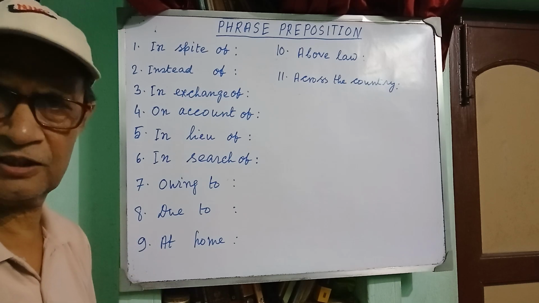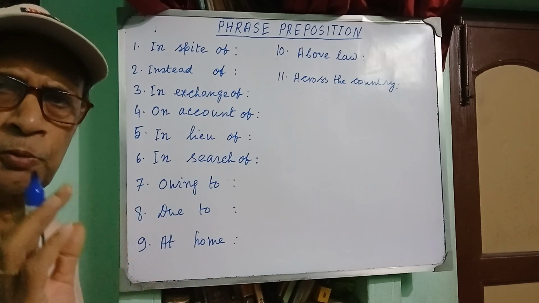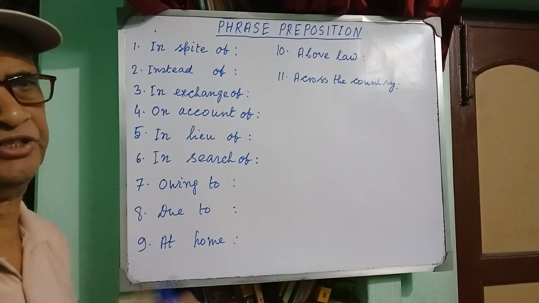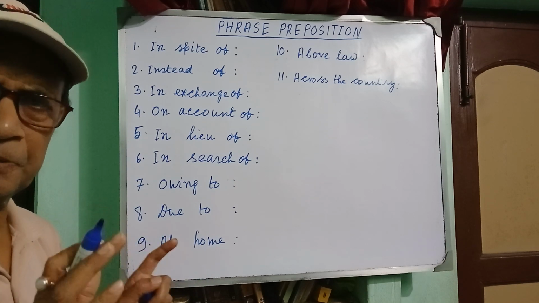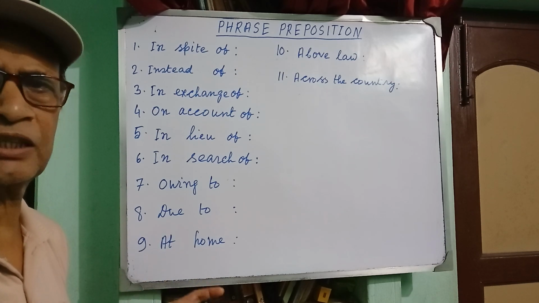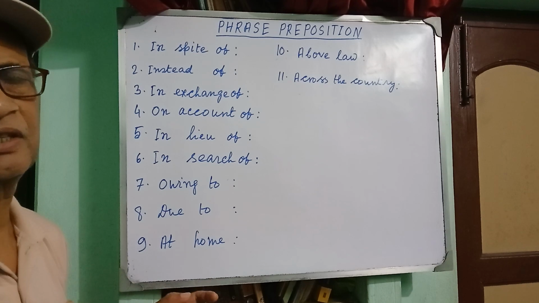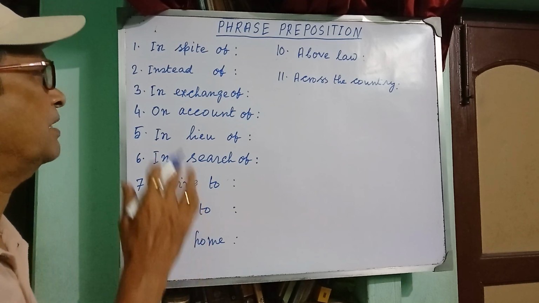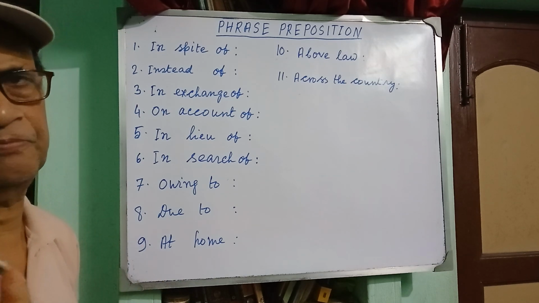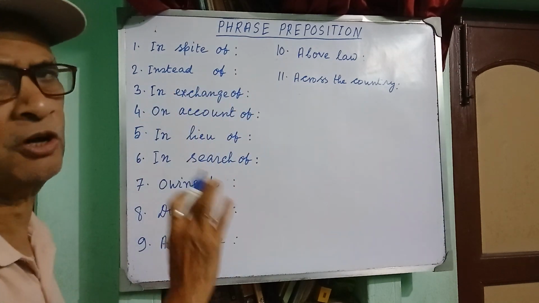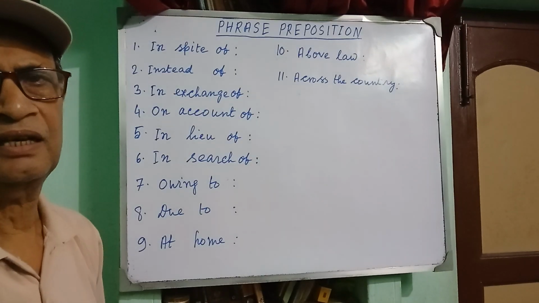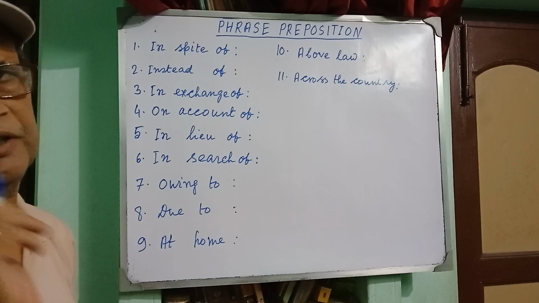However, what is the phrase? A phrase is a group of words without having any finite verb in it. And this is the difference between phrase and clause. A clause is also a group of words and the part of the sentence, but it has a finite verb in it. But a phrase is a group of words without having any finite verb. And this is called prepositional phrase or phrase preposition because all these phrases consist of preposition.